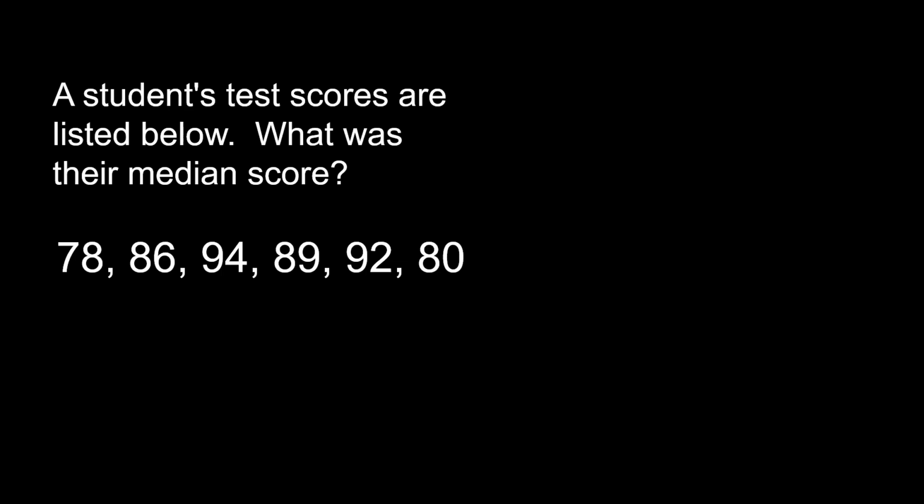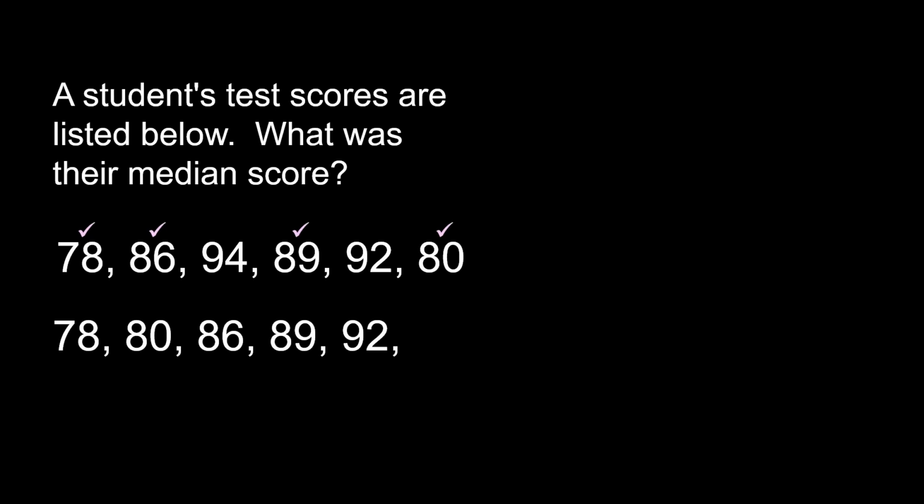A student's test scores are listed below. What was their median score? To find the median score, I first have to list my data in order from least to greatest. So 78 is the least, then 80, 86, 89, 92, and 94.